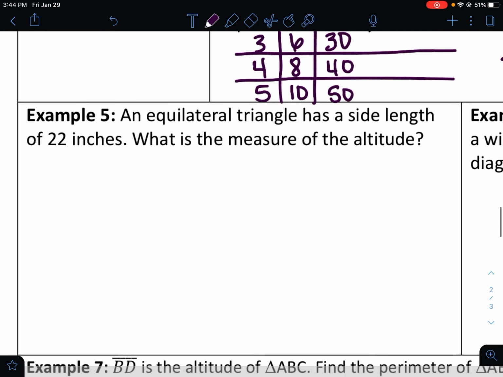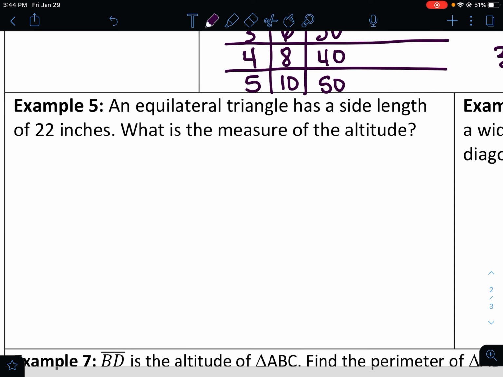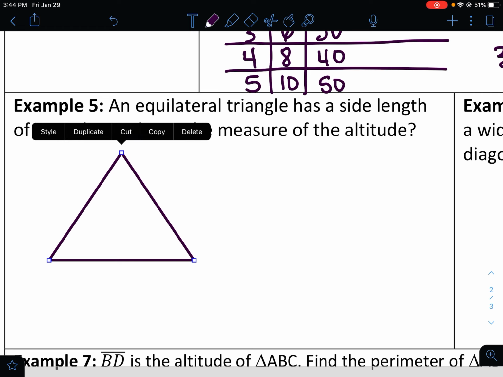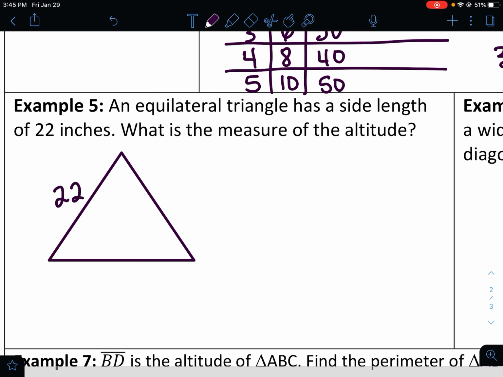All right, example 5. An equilateral triangle has a side length of 22 inches. So let's go ahead and draw that out. You already know what's up. Draw the picture if you don't get one. So 22, 22, and 22, equilateral. What's the measure of the altitude? Oh, we've done this. This was the last test. This was the last unit.